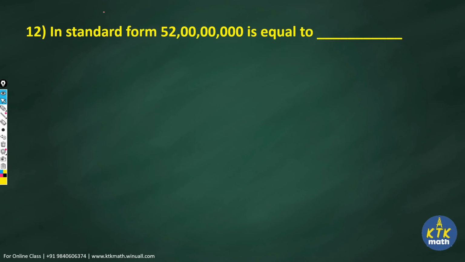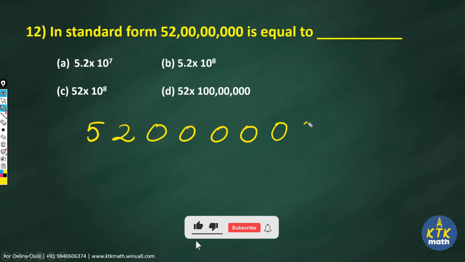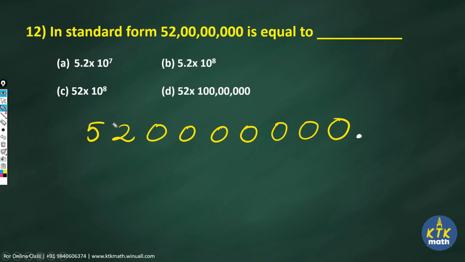Question number 12. So this is again standard form. As I told you, they have given some simple whole number there. You need to check how many places I need to move. I'll write the question again: 52 followed by how many zeros? 7 zeros: 1, 2, 3, 4, 5, 6, 7. And I have already mentioned that you need to assume the decimal point at the end. I need to bring it in between 5 and 2. So take the jump and count: 1, 2, 3, 4, 5, 6, 7, 8. So how can I write this number?